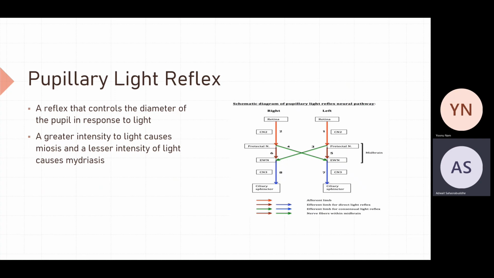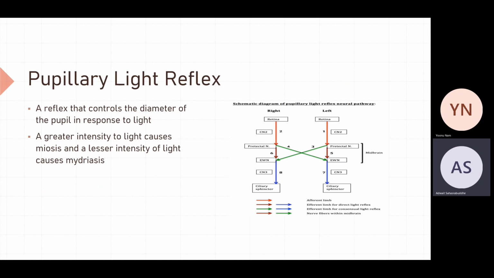The actual reflex neuronal pathway has an afferent limb and then 2 efferent limbs on both sides. The afferent limb has nerve fibers within the optic nerve, which is the second cranial nerve, and each efferent limb has nerve fibers that run along the oculomotor, third cranial nerve. The afferent limb carries sensory input. Anatomically, the afferent limb consists of the retina, the optic nerve, and the pretectal nucleus in the midbrain, which is at the level of the superior colliculus.